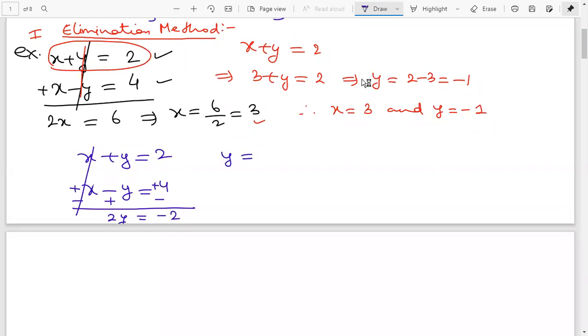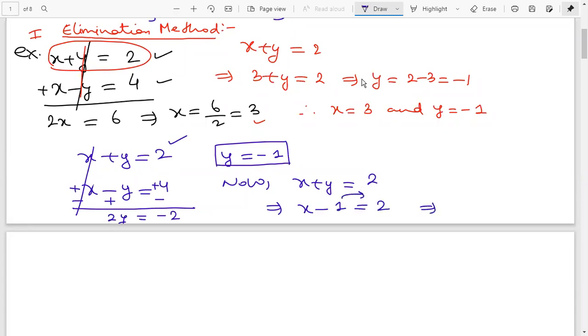So y will be equal to -1. And then we can find the x value by putting it in any one of the equations. Let me put it in the first equation. x plus y equals 2. So x plus y, with y as -1, because we put the value, so this -1 will go to the right hand side, and x equals 3. So here we got the same values, y as -1 and x as 3, by eliminating x.